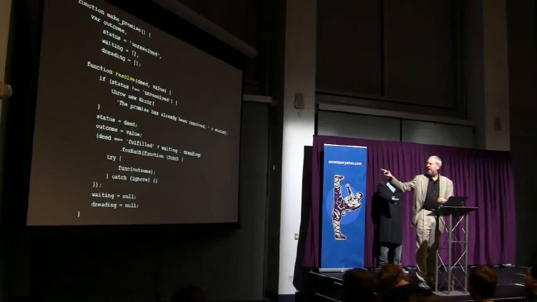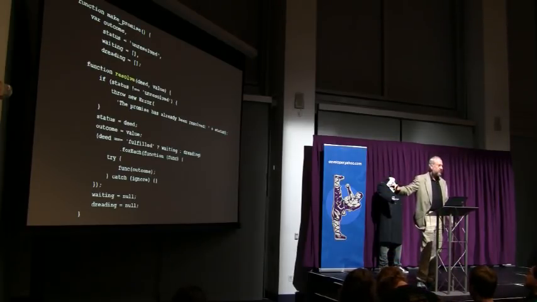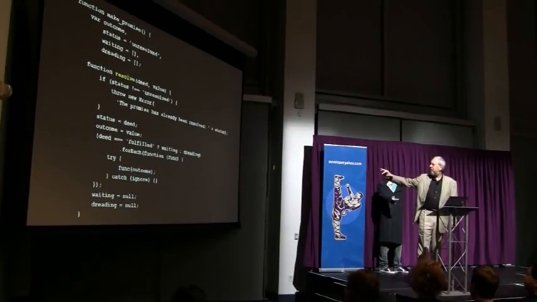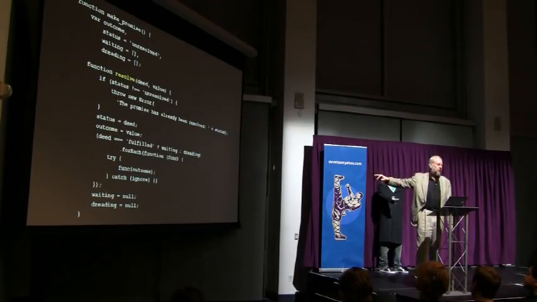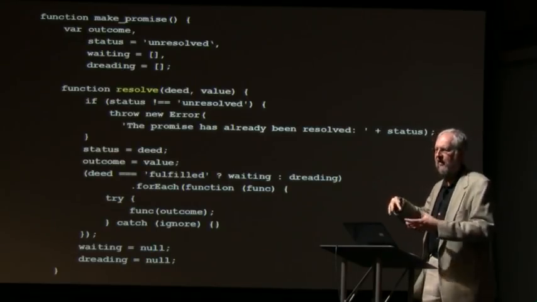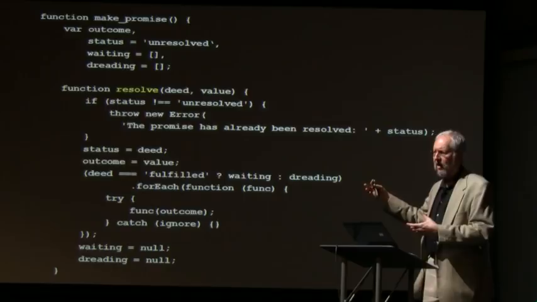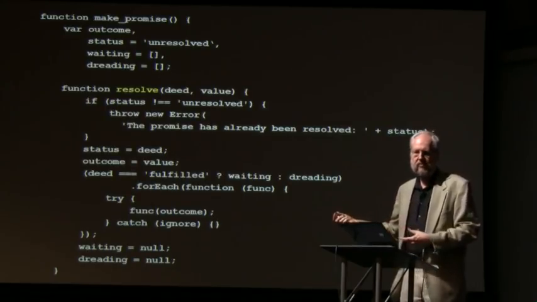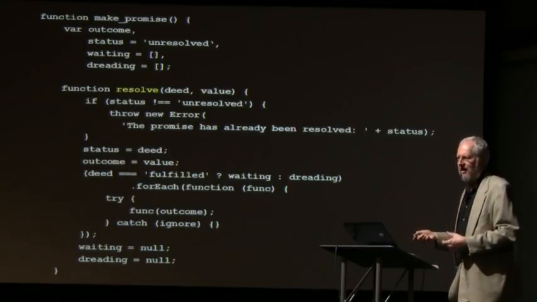Otherwise, we'll go through and, using one of the nice things in ES5 now, we've got a forEach method. So we'll figure out which of those two arrays of functions we've got, and we'll say for each one of those functions, call this function. And this function will then go and call each of those with the value. And we had to wrap it in a try-catch because if any of those functions should throw, we don't want that to interfere with the other functions getting a chance to run. Okay, everybody still with me?